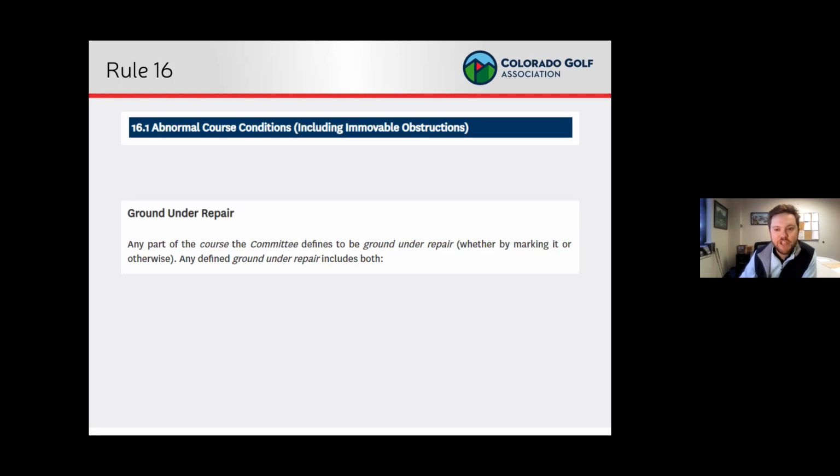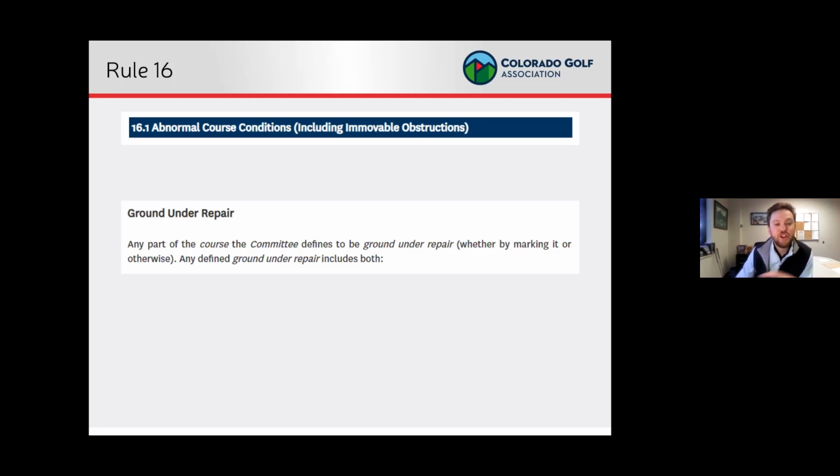It's kind of an interesting definition, and it's a little confusing, I think, because it says, well, ground under repair is any part of the course the committee says is ground under repair. So it's using its own word to say what it is. Well, ground under repair is ground under repair. A little hard to explain that.